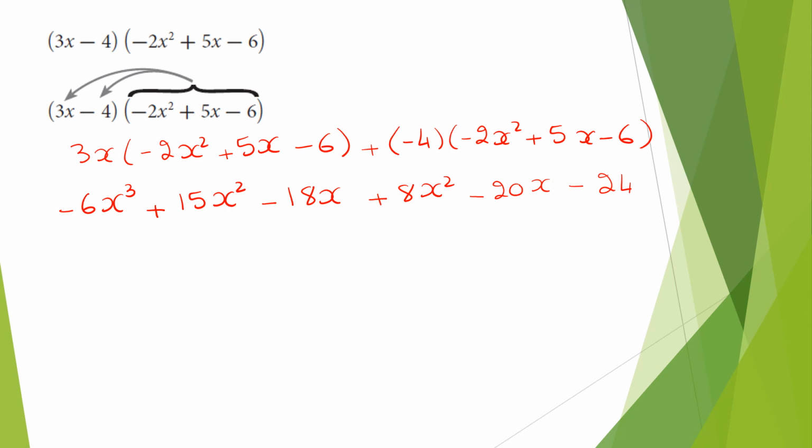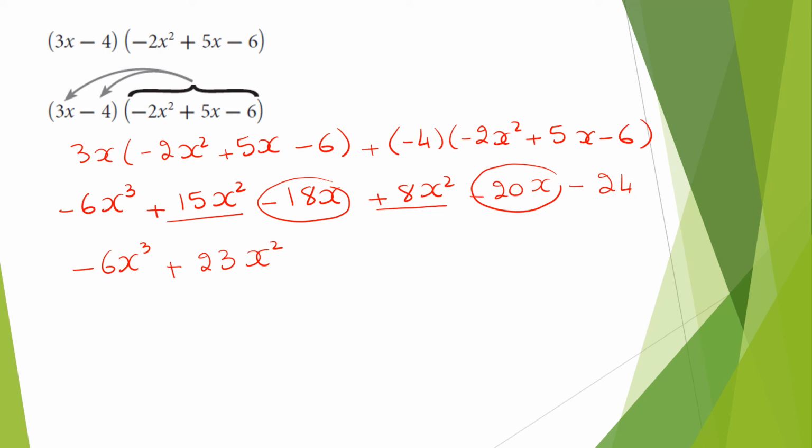Then I'll combine like terms here. I have negative 6x cubed as it is. 15x squared and 8x squared will be positive 23x squared. Then negative 18x and negative 20x will be negative 38x. Then 24 as it is.